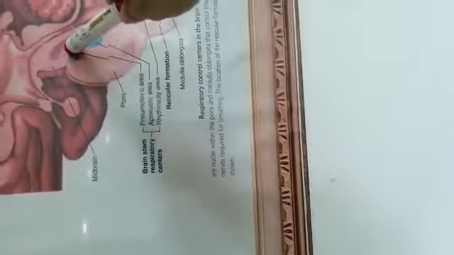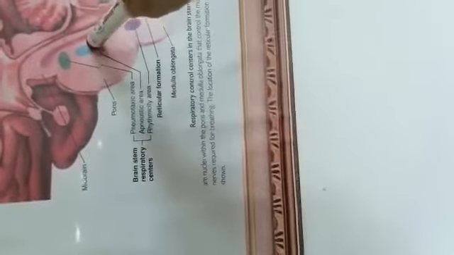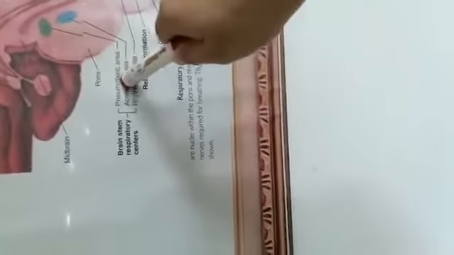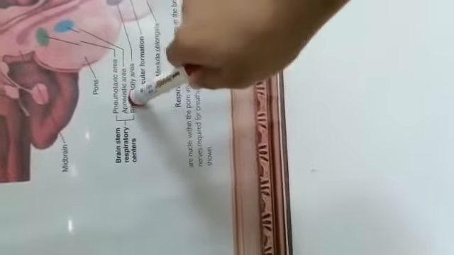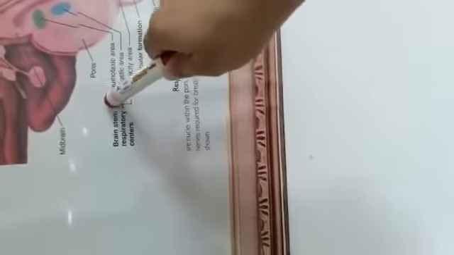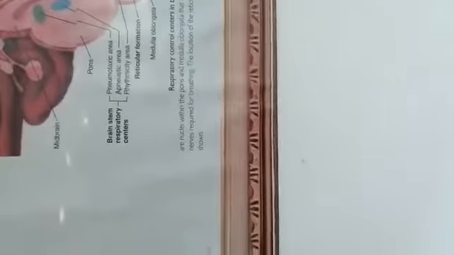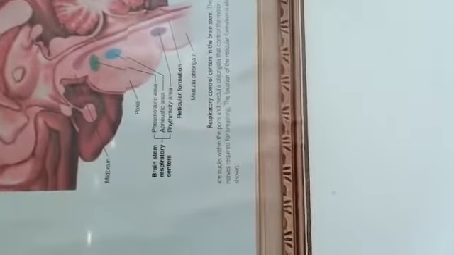Here you can see the two areas. These are two nuclei. One is the pneumotaxic area, other is the apneustic area. These are basically the parts of the respiratory center which are located in the pons. They work in coordination with the respiratory center which is located in the medulla oblongata.